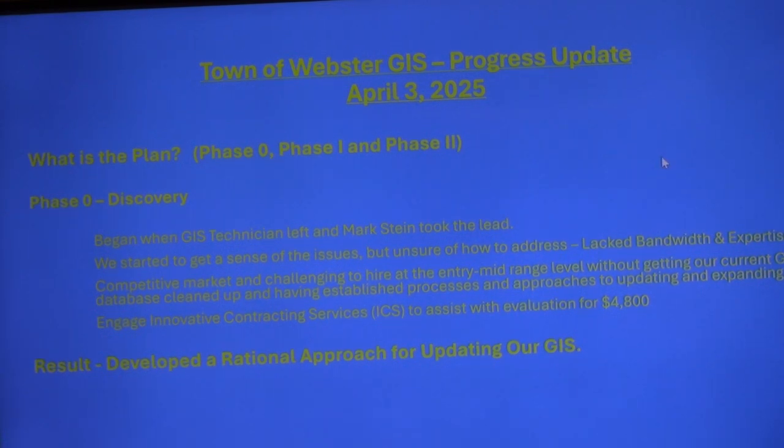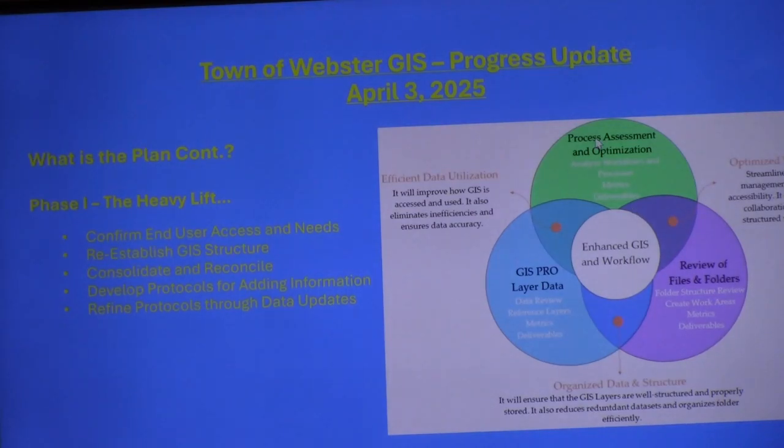As a result of this discovery phase, and with the help of ICS, we were able to come up with a rational approach to updating GIS. So that gets us into phase 1, and this is where we're currently at today. This is what I'll call the heavy lift.